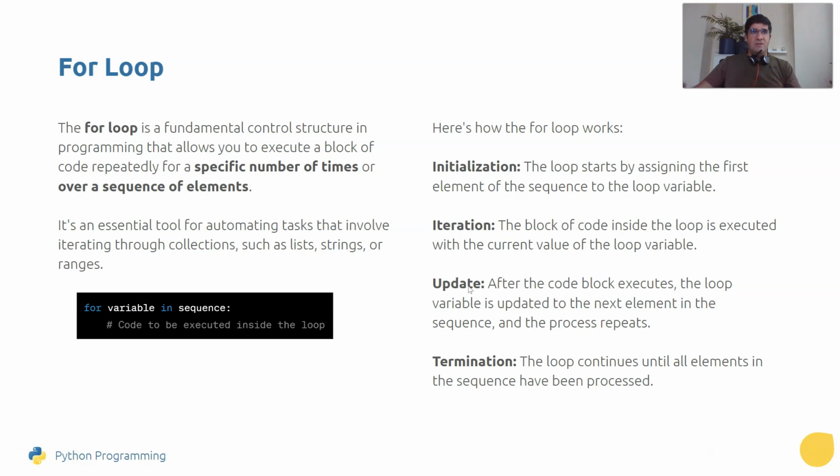And then updating: when the interpreter has run the code, it will return to the sequence and pick the next element in the sequence, and assign this element to the variable. And we can continue again, running the code for this variable. And there is a termination, so the loop continues until all elements in the sequence have been processed. When we finish with all elements, the loop will be terminated and the next statement will be run.